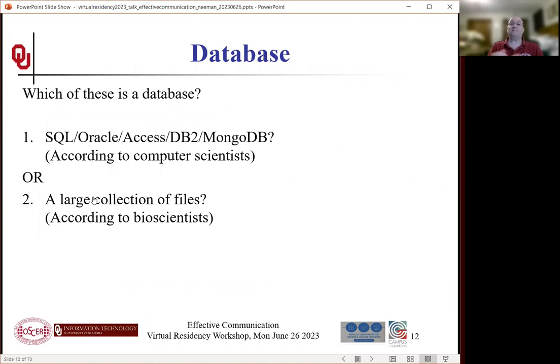What's a database? Give me an example of a database from the perspective of a bioinformatics person.